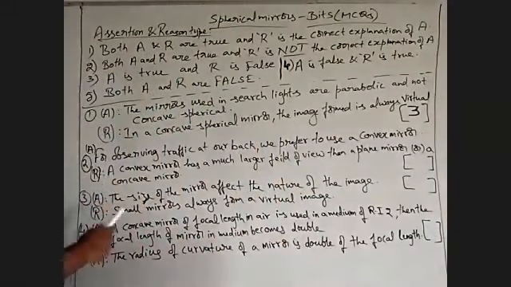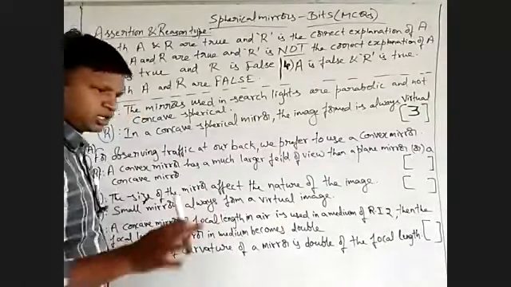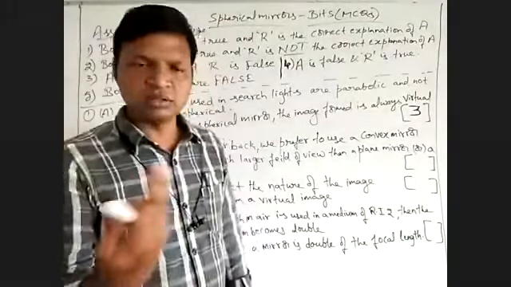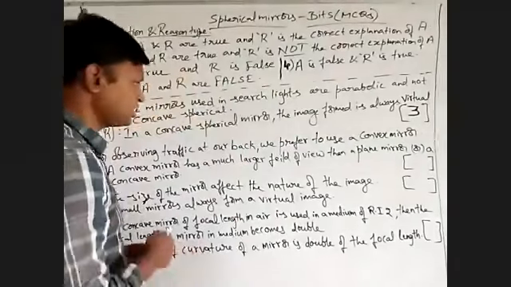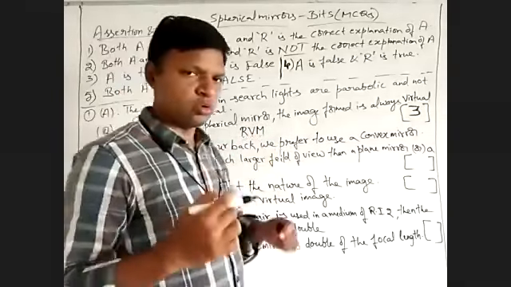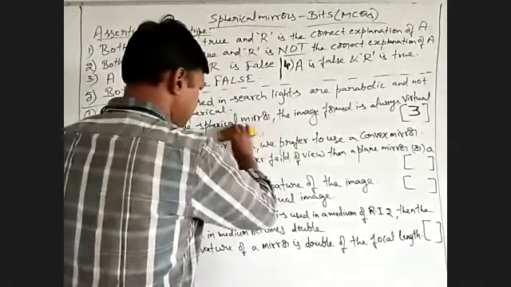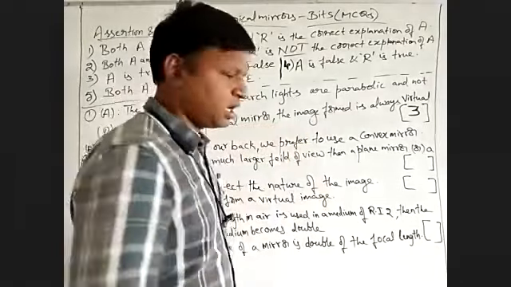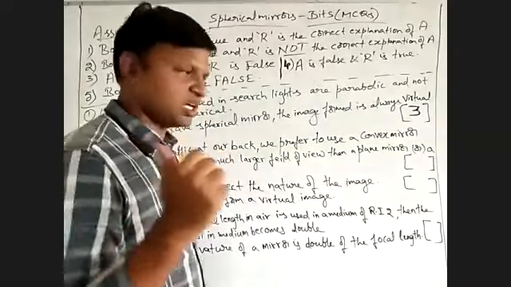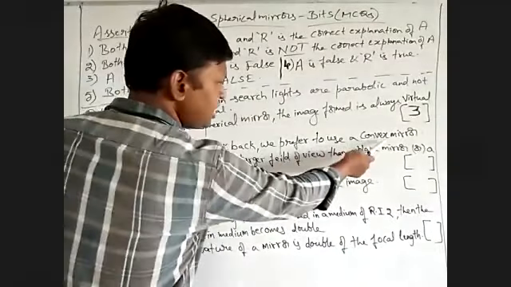Then the second question: for observing traffic at our back, we prefer to use a convex mirror. We have discussed this already while discussing the mirror lesson. The traffic mirror, that means RVM. What is RVM? Rear view mirror. So what kind of mirror is used to observe the traffic behind us? That is convex only.